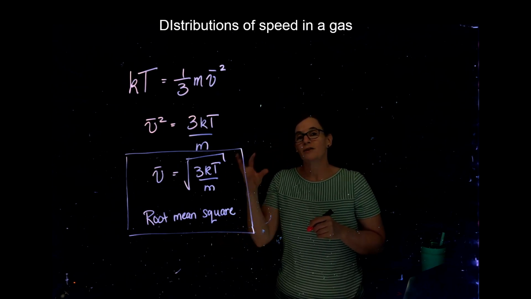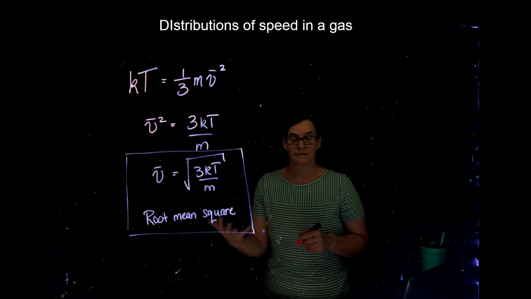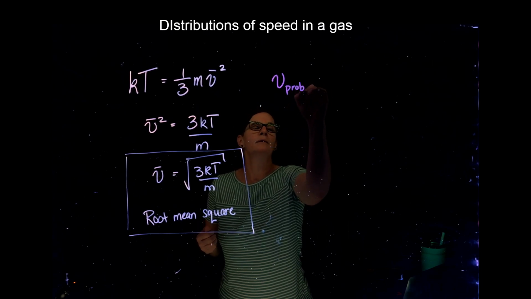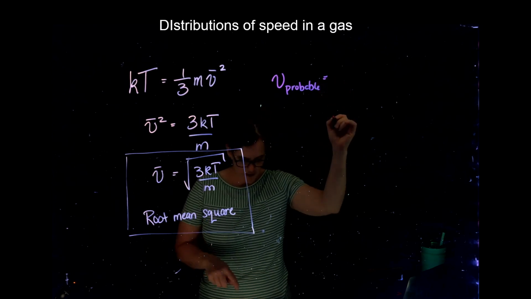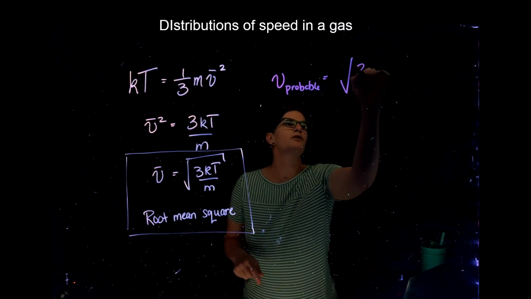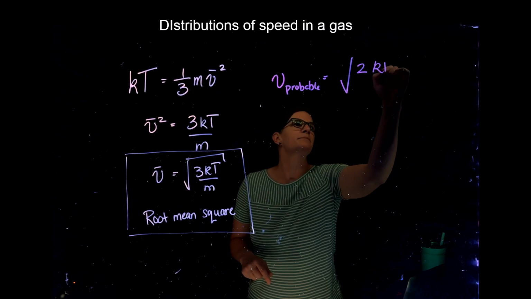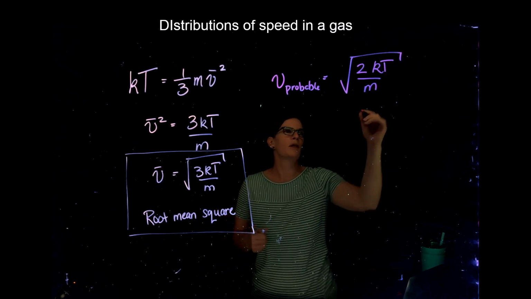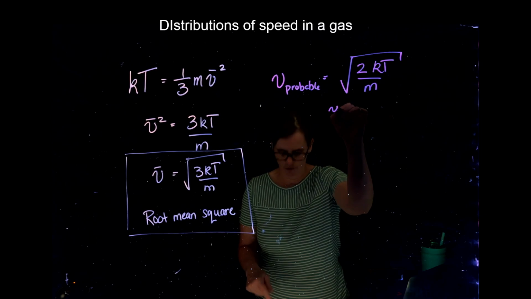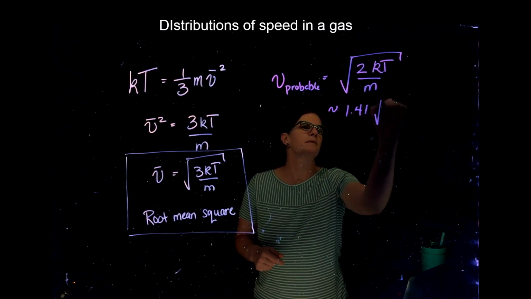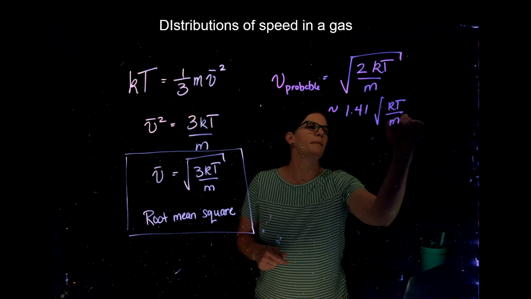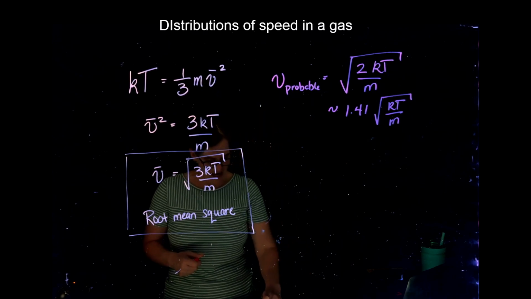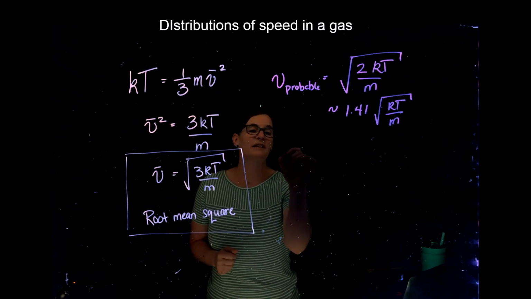It's also that there are certain speeds that are highly probable. That comes out of Maxwell's distribution. And the most probable speed is actually the square root of 2kT over m. So this is the most probable. And if we take the square root of 2, this works out to be 1.41 times the square root of kT over m. Right? So that's the most probable speed that we see. And we have the root mean square. And then we actually have the true average.